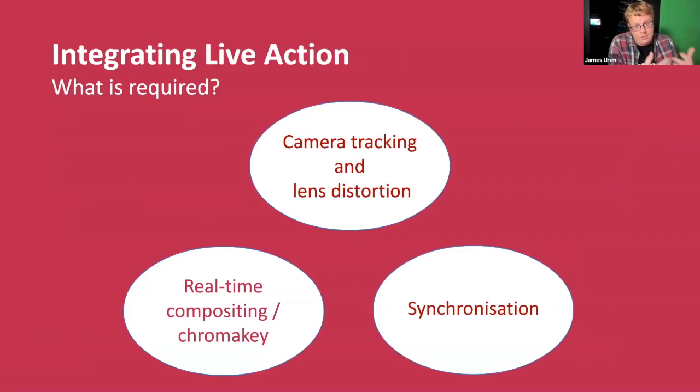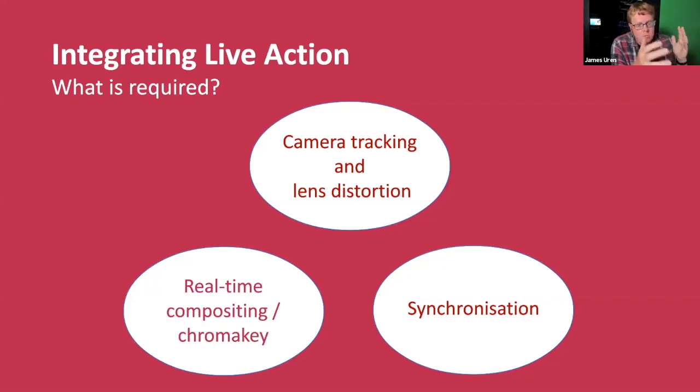So I always say there are three things that you need to have a good integration of live and CG content. You need to have high quality tracking with the lens distortion built in. So we need to be able to model the lens, calibrate it, and then live capture that lens information and make sure the CG matches the natural distortions in the lens.